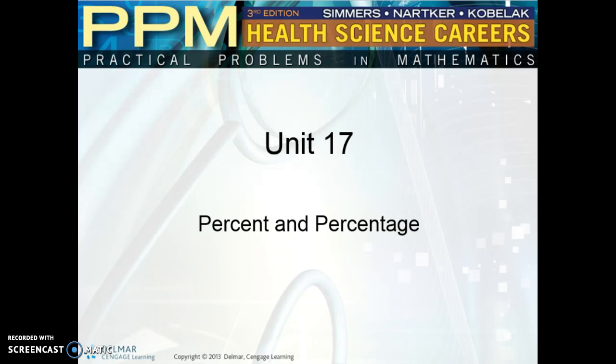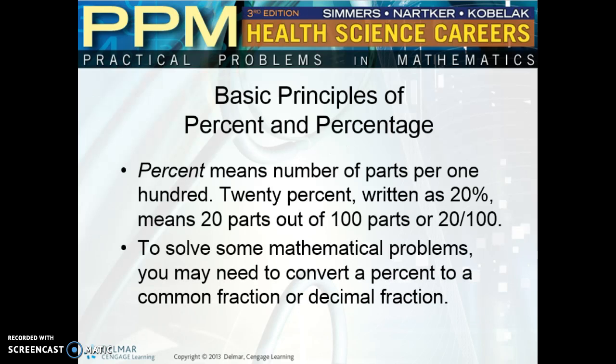Now the word percent itself means per hundred. So for example, they give you here 20% means 20 out of 100. If we had 85%, that would be 85 parts out of 100 parts. If we had 13%, it would be 13 parts out of 100 parts. So when we talk about a percent, it's telling us how many parts out of 100.